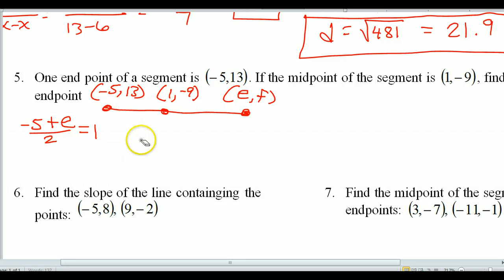Maybe I better leave more space. The other equation is going to be, I'm going to put it over here. The other equation is going to be the average of the y's. So 13 plus F divided by 2 should equal negative 9.